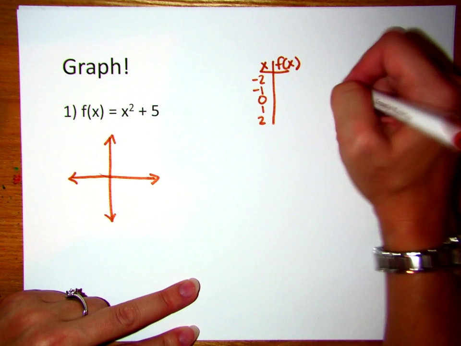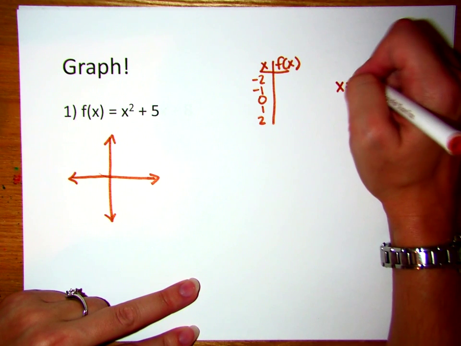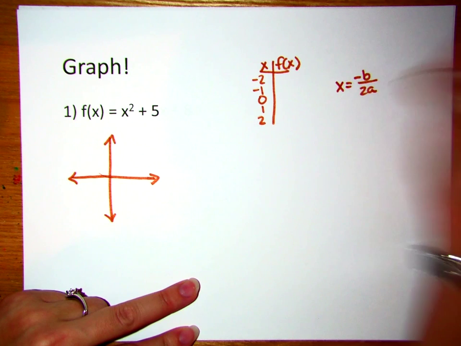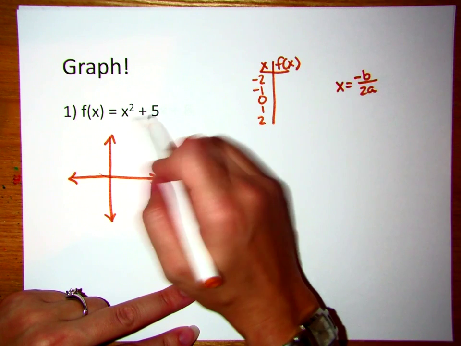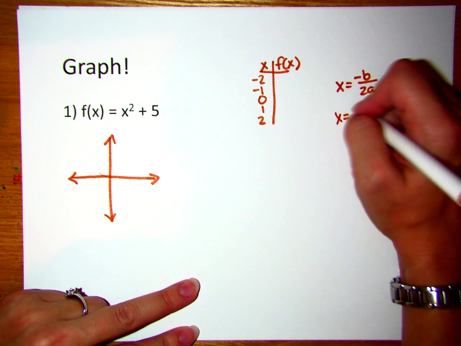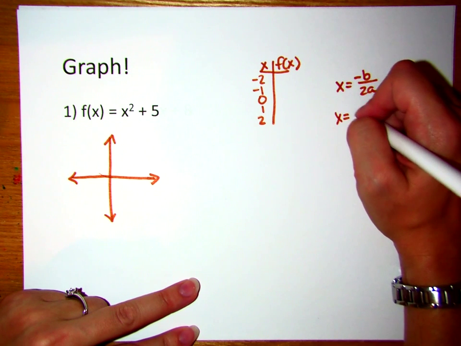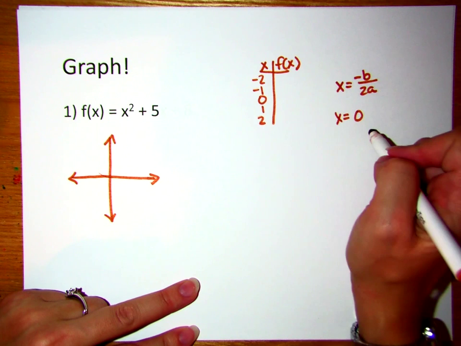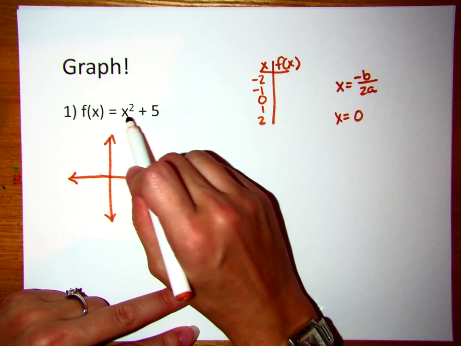Another way to know that is that when we deal with our vertex, it's going to be negative b over 2a. And so if you look, there is no b term, which means that we would assign that to be a 0, so negative 0 over 2a. Well, 0 divided by anything is 0. So that's the vertex. Now let's plug these other numbers in.